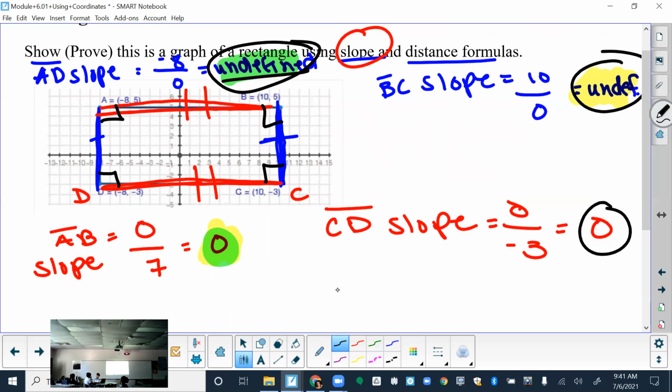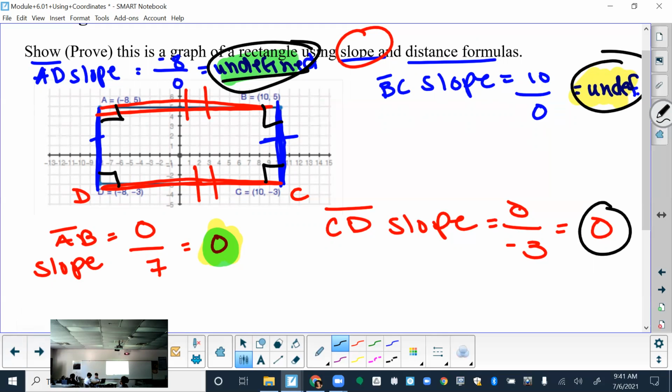You can also use the distance formula, but I did not, because I felt like that would take long. Ready to move on to the next one? I think I'm going to skip the one about rhombus and squares, just because that one is kind of like the one we just did.